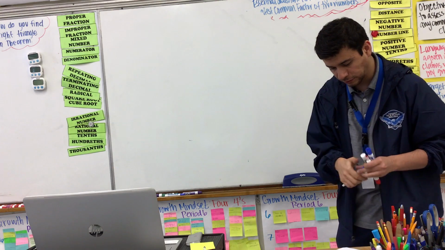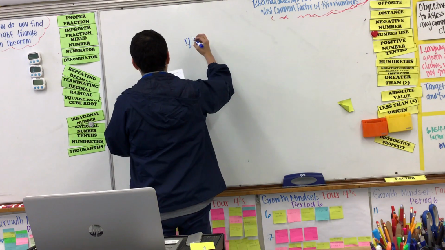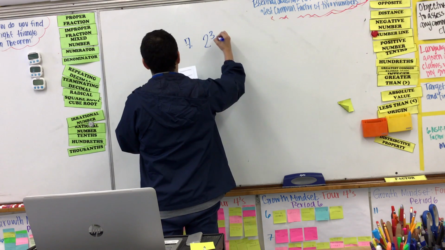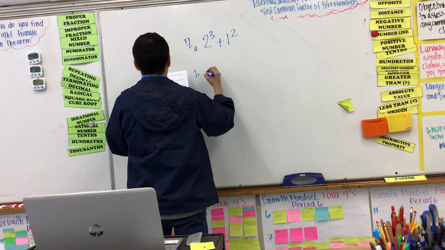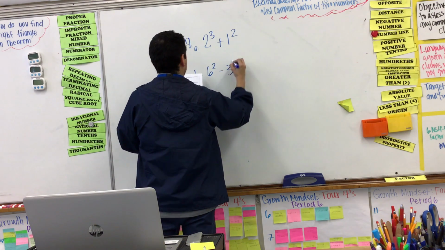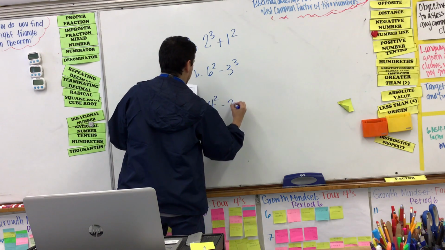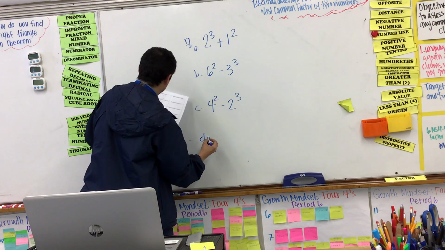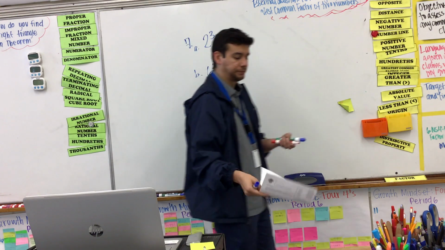Number 7 now. They give you these expressions. That's letter A, letter B, letter C, and letter D. Okay?